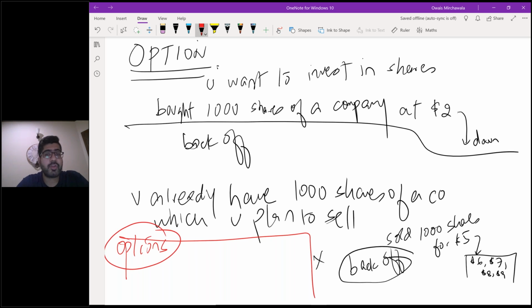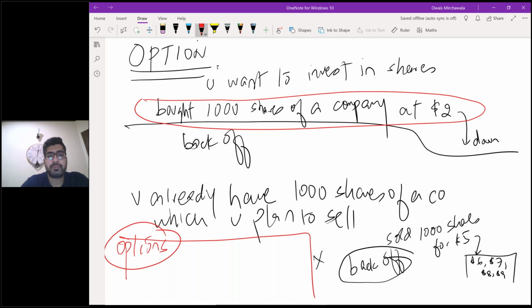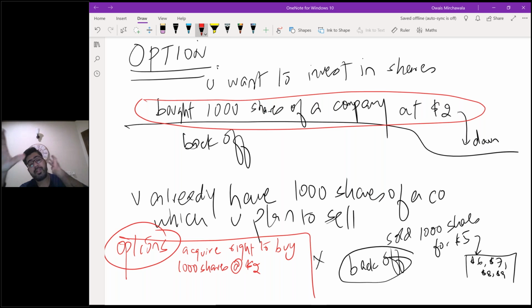In the options market, if you want to invest in shares, you don't buy 1,000 shares at $2. You only acquire a right to buy 1,000 shares at $2. And you know under what conditions? You didn't buy shares. You only got the right to buy 1,000 shares at $2.